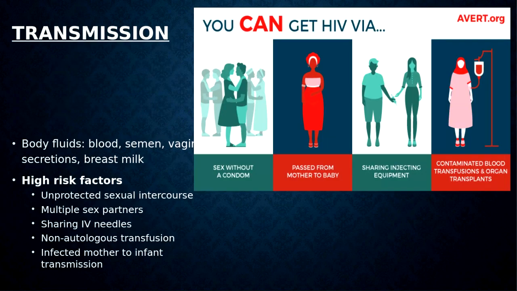Transmission, body fluids. You're going to have blood, semen, vaginal secretions, and breast milk. Not saliva. Blood, semen, vaginal secretions, and breast milk. This is how it's transmitted. These are the fluids that are involved in transmission.